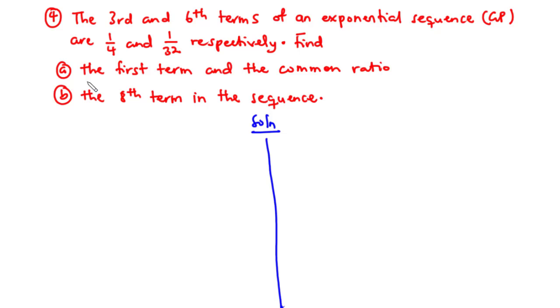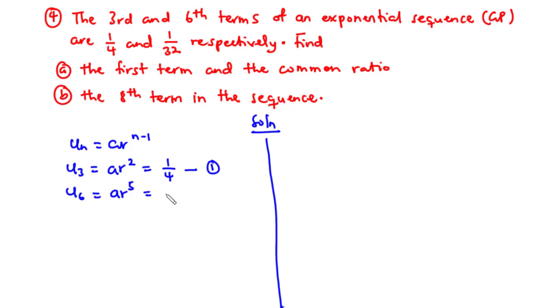Okay, so we are told that the third and sixth terms of this exponential sequence are 1 over 4 and 1 over 32 respectively. So we have u_n equals a times r exponent n minus 1, that is the general term. So u3 is equal to a times r exponent 2, and that is equal to 1 over 4, equation 1. And then we have u6 equals a times r exponent 5, that is equal to 1 over 32. This is equation 2. So let's divide equation 1 by equation 2.